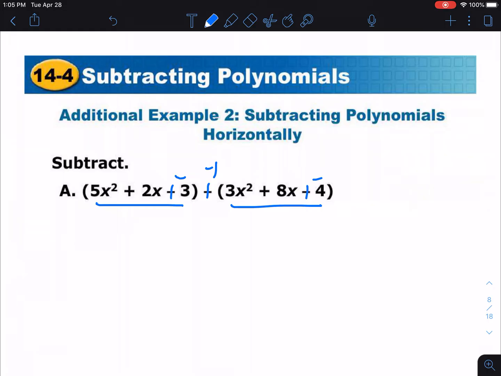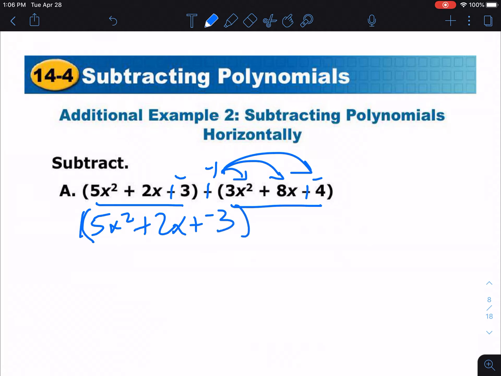So just like finding the opposite of the polynomials on the previous slides, we have to do the same thing here. So we pass it out to this 3x squared, pass the negative 1 out to the 8x, and pass the negative 1 out to the negative 4. Okay, so when we do that, we end up with 5x squared plus 2x plus negative 3 plus, okay, and now when I take the negative 1, I multiply by the 3x squared, I get negative 3x squared plus, and then I multiply the negative 1 by the 8x to get negative 8x plus, and I pass the negative 1 out to the negative 4 to get a positive 4.